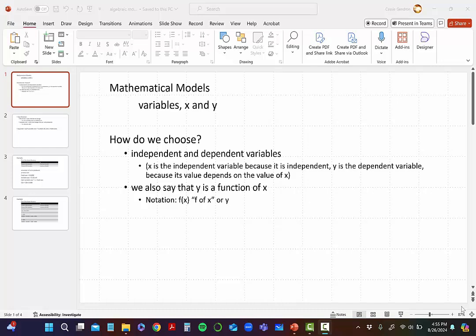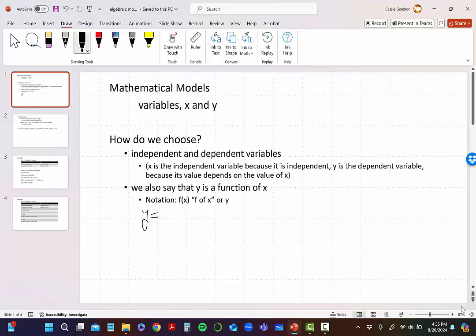X is the independent variable because it is independent. It can be anything that we want to put into the equation. Y is the dependent variable because its value depends on the value of x. We can also say that y is a function of x. The notation would be f of x, or we could just say y. So y equals f of x is the same notation.